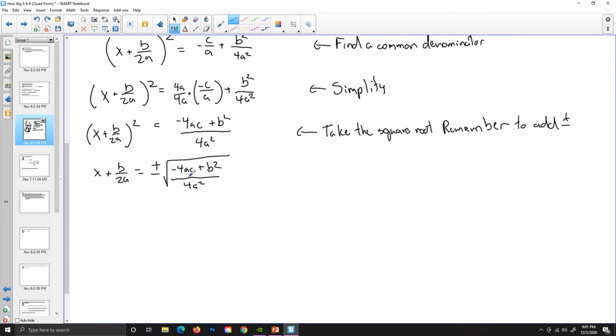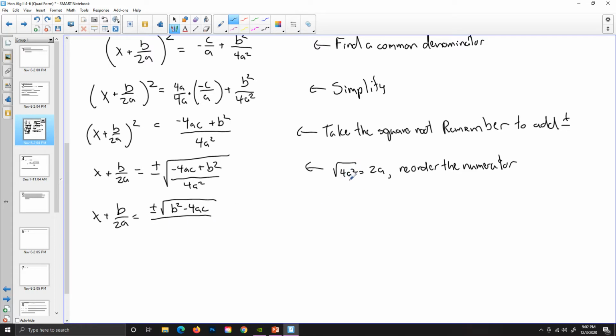Now, negative 4ac plus b squared is not a perfect square, but 4 is a perfect square, and a squared is a perfect square. The square root of 4a squared is just 2a. And then I'm going to reorder the numerator. And so I'll have x plus b over 2a equals plus or minus the square root. I can't take it, so I'm just going to go b squared minus 4ac all over. Remember, the square root of 4a squared is just 2a, so I get 2a.